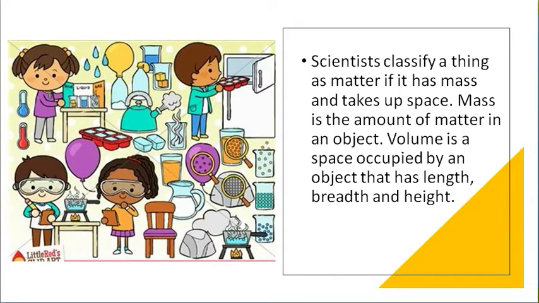Scientists classify a thing as matter if it has mass and takes up space. Mind it, students, mass is the amount of matter in any object, and volume is the space occupied by an object that has length, breadth and height.